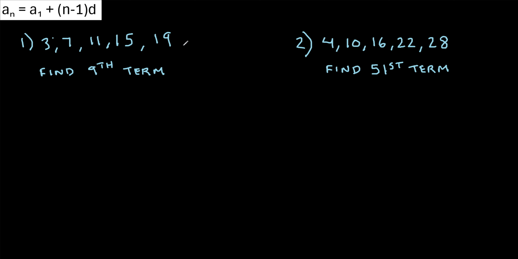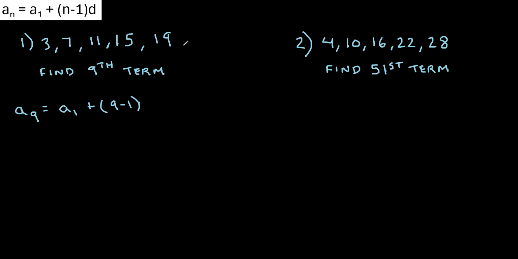So let's take a look at the first one. We have the sequence of numbers 3, 7, 11, 15, 19, and we're asked to find the ninth term in this sequence. To find this ninth term, we can just use this formula that we have up here. Instead of a sub n, we'll write a sub 9, since 9 is the nth term that we're interested in. A sub 9 is equal to a sub 1 plus n is 9, 9 minus 1.